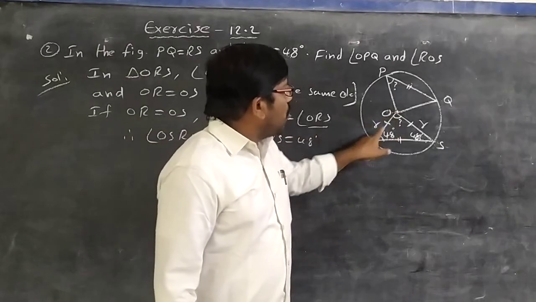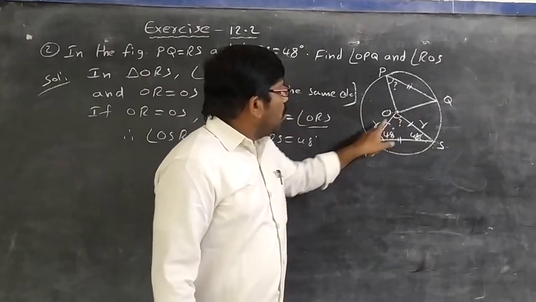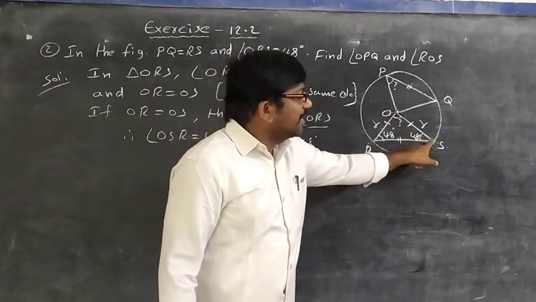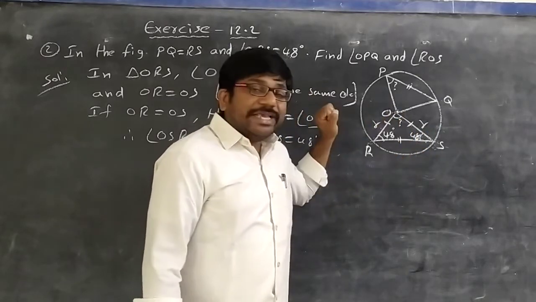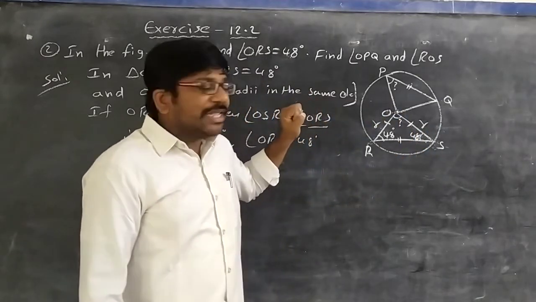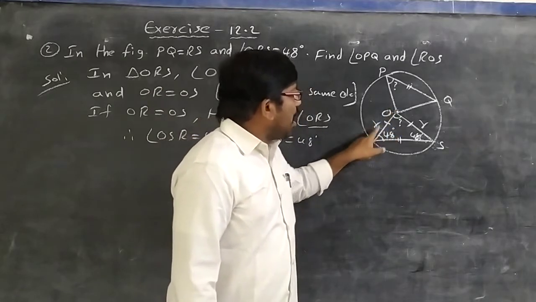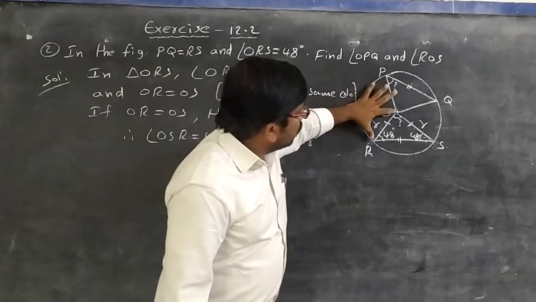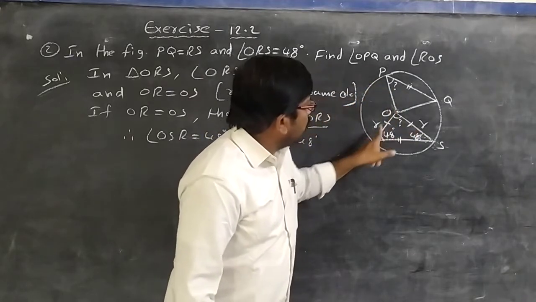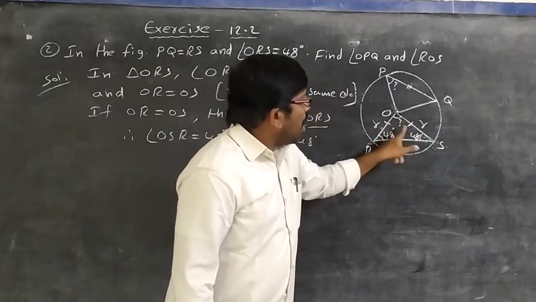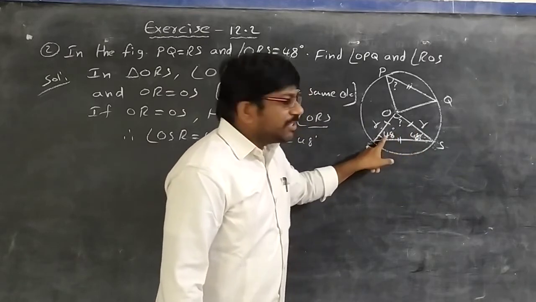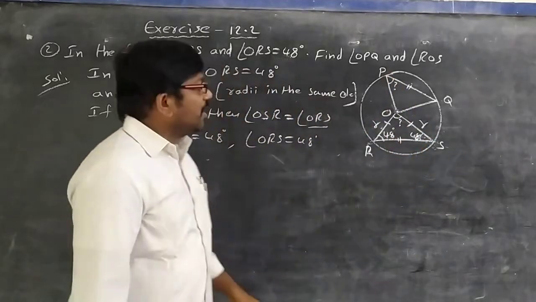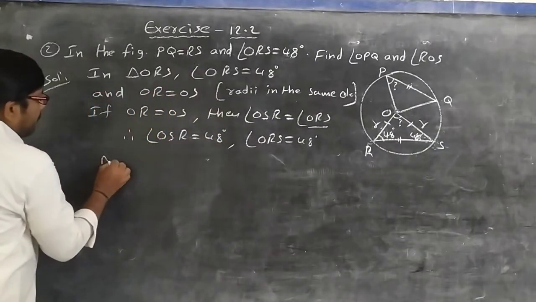In triangle ORS, OR is equal to OS. Why? Because they are radii in the same circle, so it is an isosceles triangle. In an isosceles triangle, the angles opposite to equal sides are also equal. So these two sides are equal, OR is equal to OS. Its opposite angle is 48, then the other opposite angle is also 48, right?